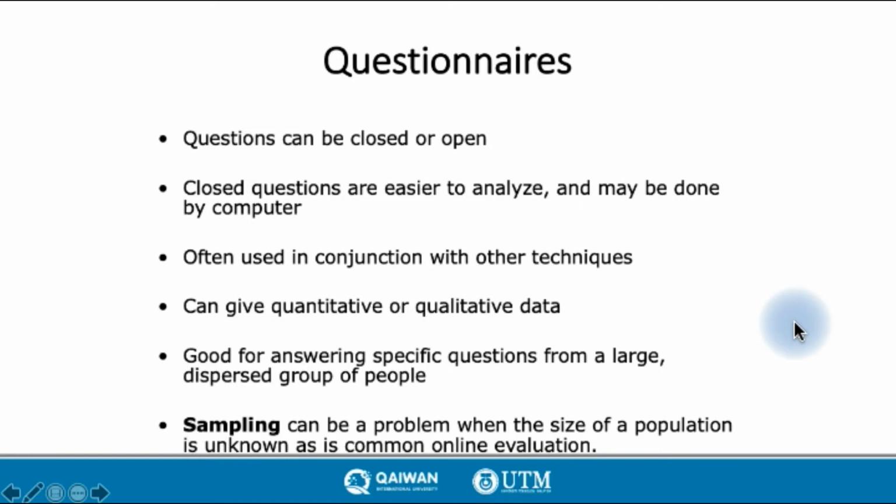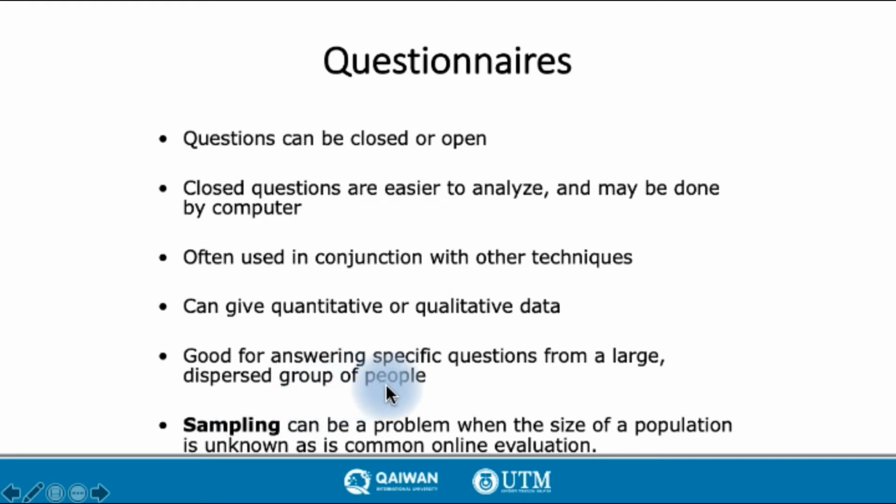And you don't have to come up with the questions on your own, because the developers and researchers have already developed questions to measure all the factors that have been mentioned. So you just have to modify them based on your criteria.